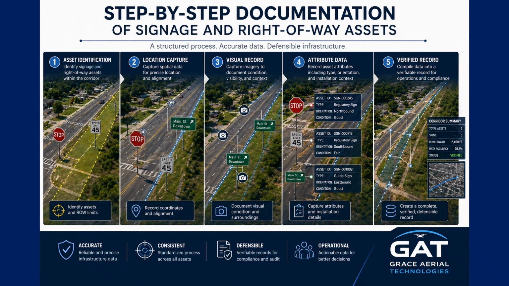Visual documentation records conditions, visibility, and context. Attributes such as sign types, orientation, and installation context are recorded. This creates precise, verified documentation suitable for operational and compliance use.